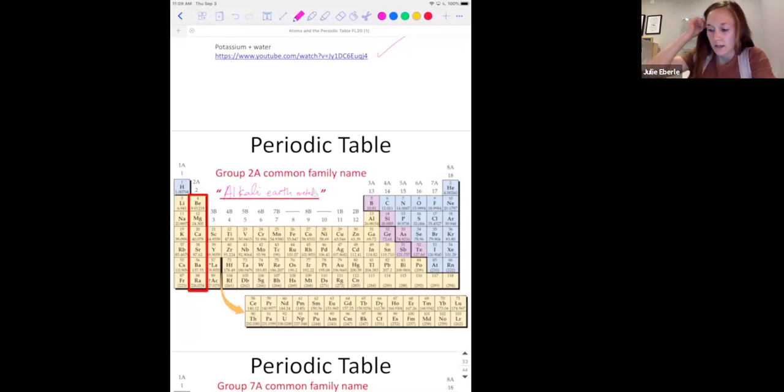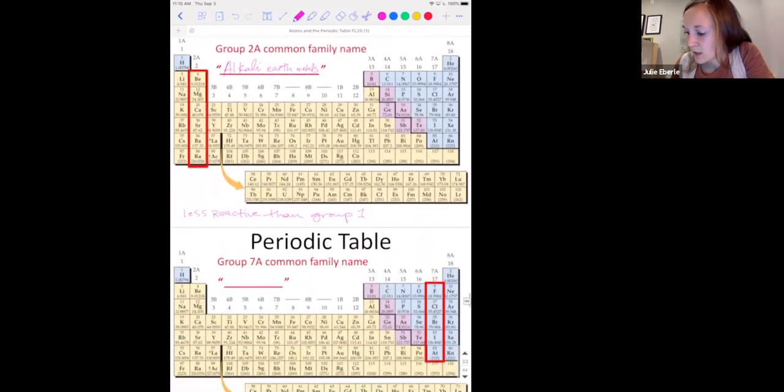Now, these are similar to group 1 in several ways. They're very reactive. You don't find them as pure substances very much. But I will say they're less reactive than group 1. And remember, we're excluding hydrogen when we say group 1. So magnesium, beryllium, calcium are in group 2 here, the alkaline earth metals. They are reactive, but less so than group 1. So that's the common name for group 2.